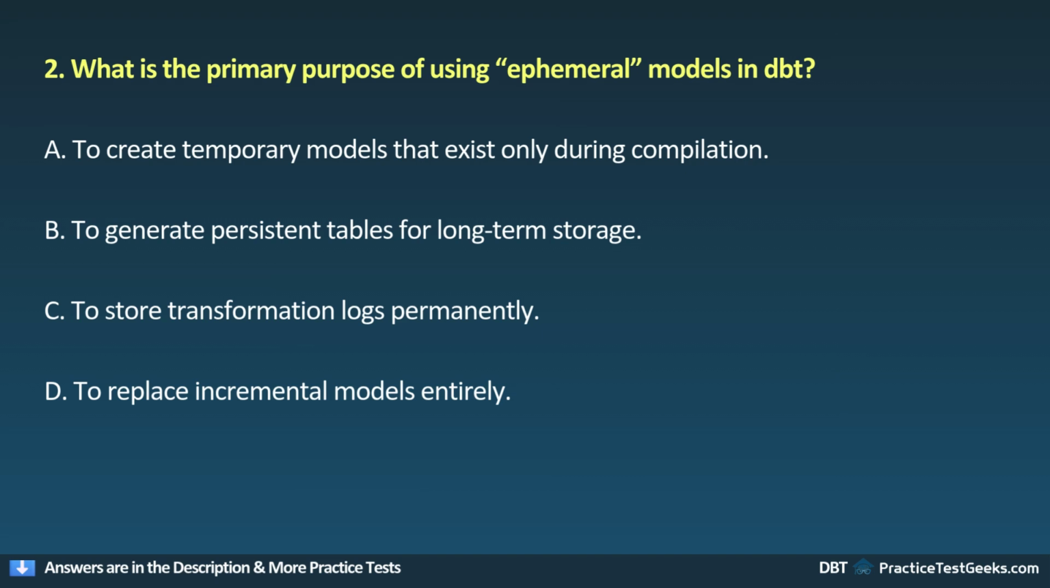A. To create temporary models that exist only during compilation. B. To generate persistent tables for long-term storage. C. To store transformation logs permanently. D. To replace incremental models entirely.